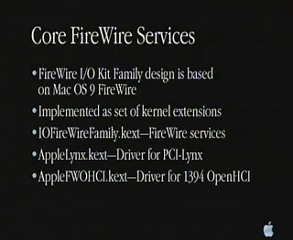In Mac OS X, the FireWire family is implemented as a dynamically loadable kernel extension, also known as a KEXT. It will be loaded whenever there's a FireWire bus that needs this software service. There's three main parts to the core.